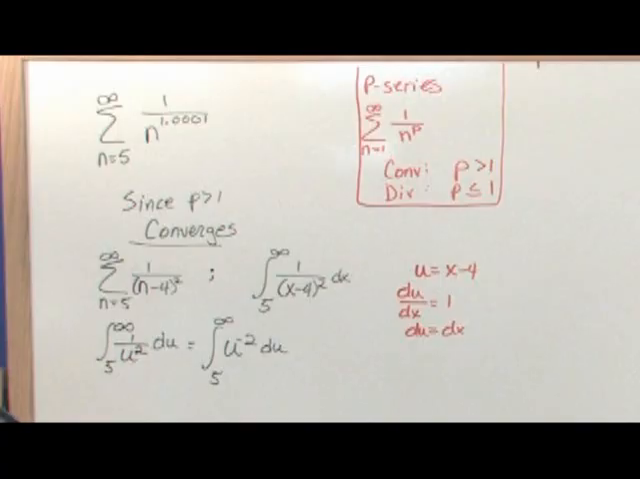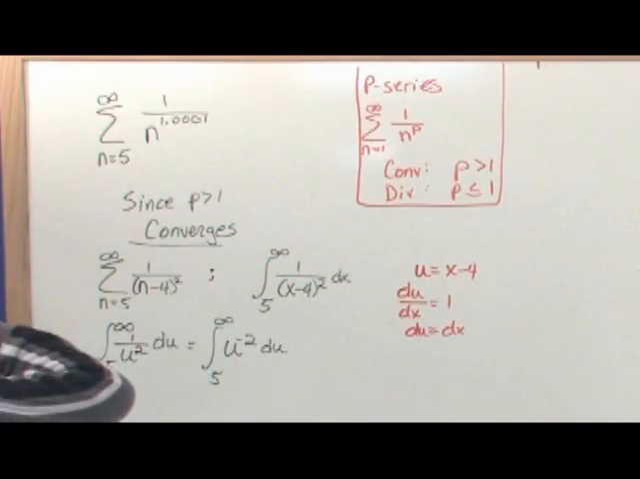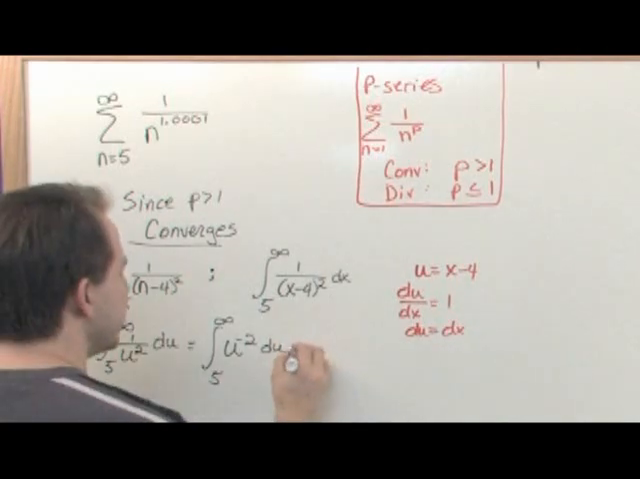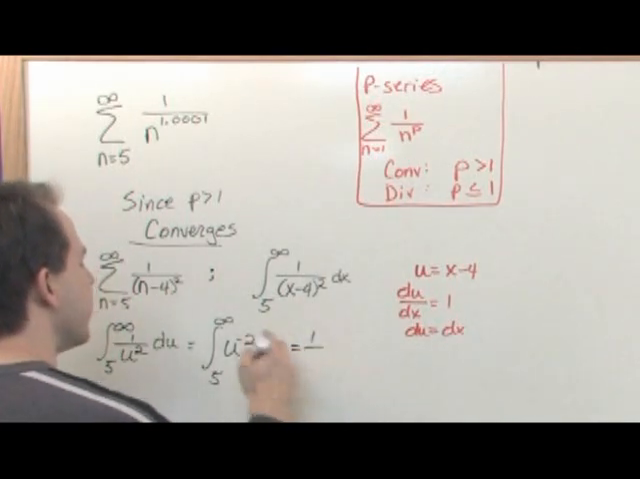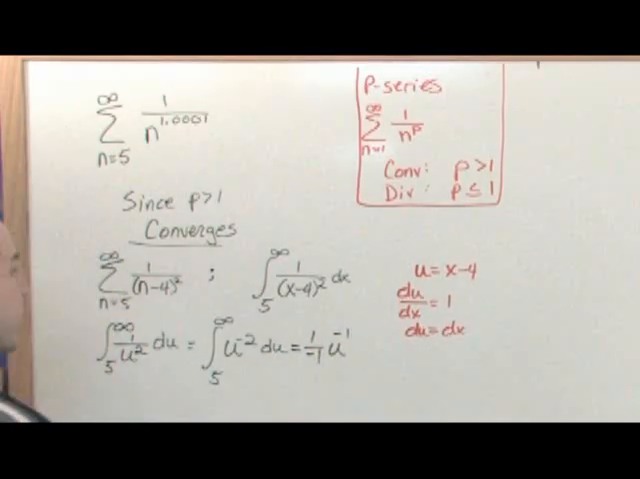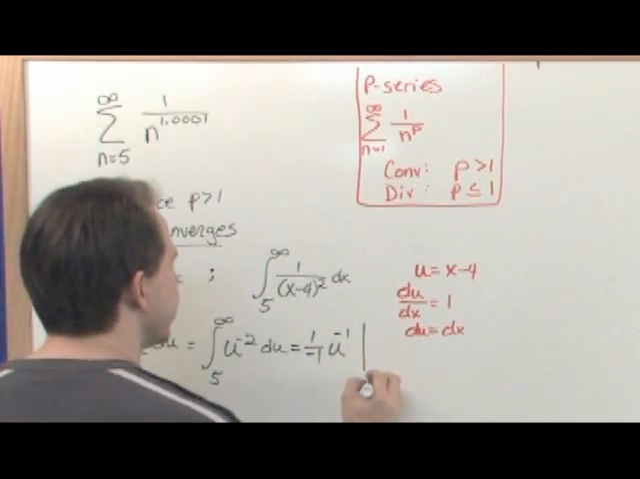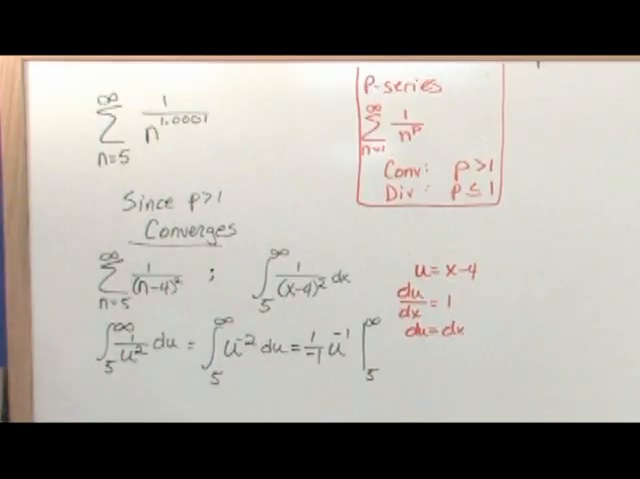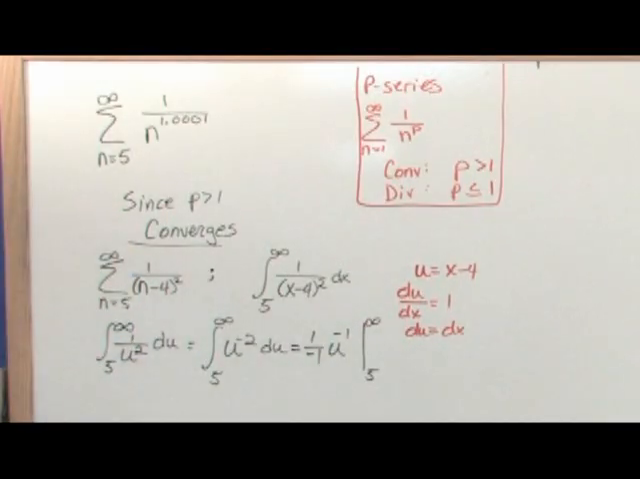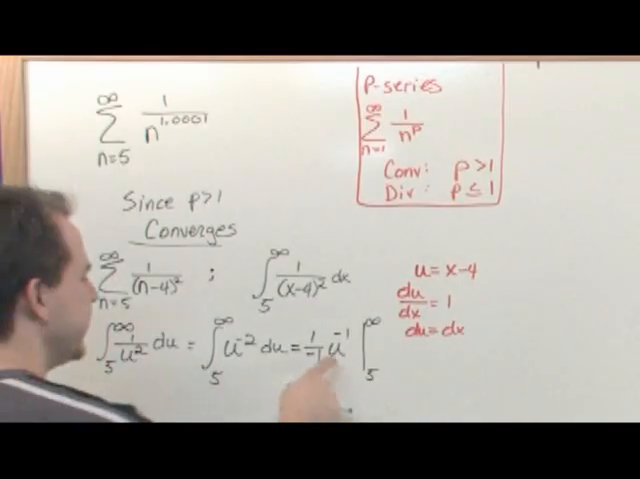1 over u squared is equal to u to the negative 2 power. So this is going to be equal to 1 over exponent plus 1, which is negative 1, times u to the exponent plus 1, evaluated from 5 to infinity. Now obviously my limits here are in terms of x and not in terms of u, so I'm going to need to plug in here.